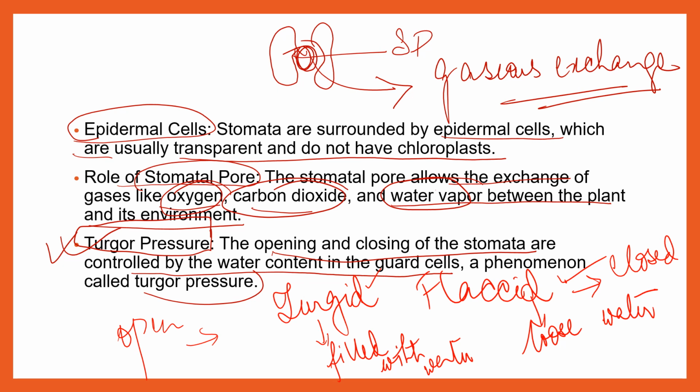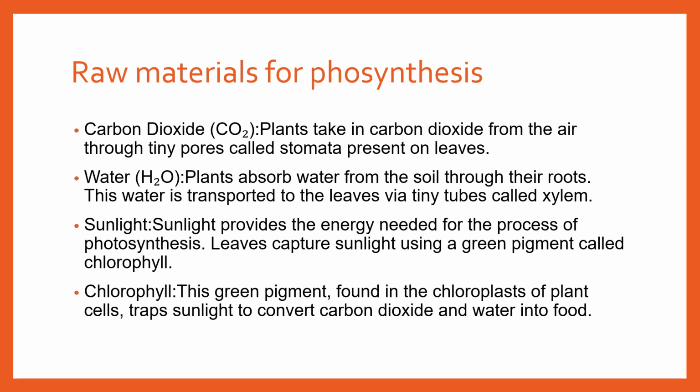Now we will move on to the raw materials of photosynthesis. The first raw material of photosynthesis is carbon dioxide. Plants take carbon dioxide from the air through the tiny pores called stomata present on their leaves. Water is the second ingredient. Plants absorb water from the soil. This water is transported to the leaves via the tiny tubes, that is the xylem.